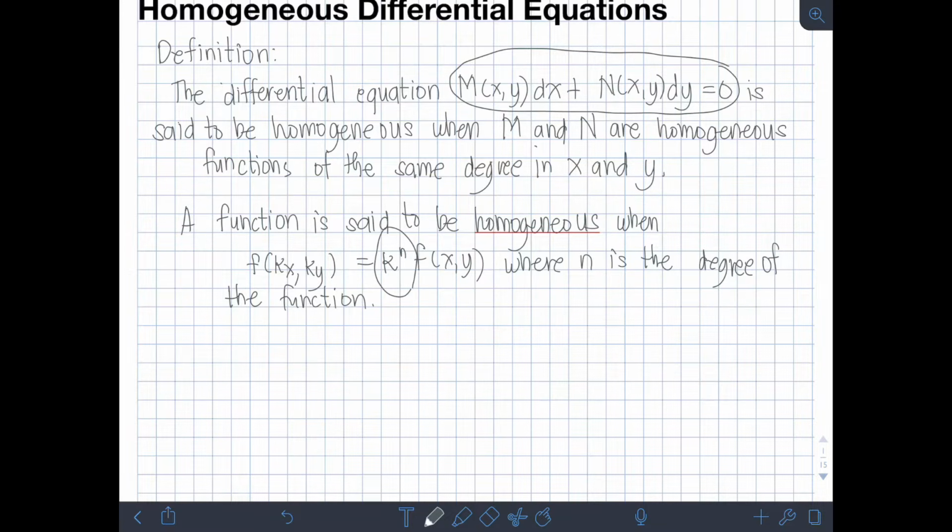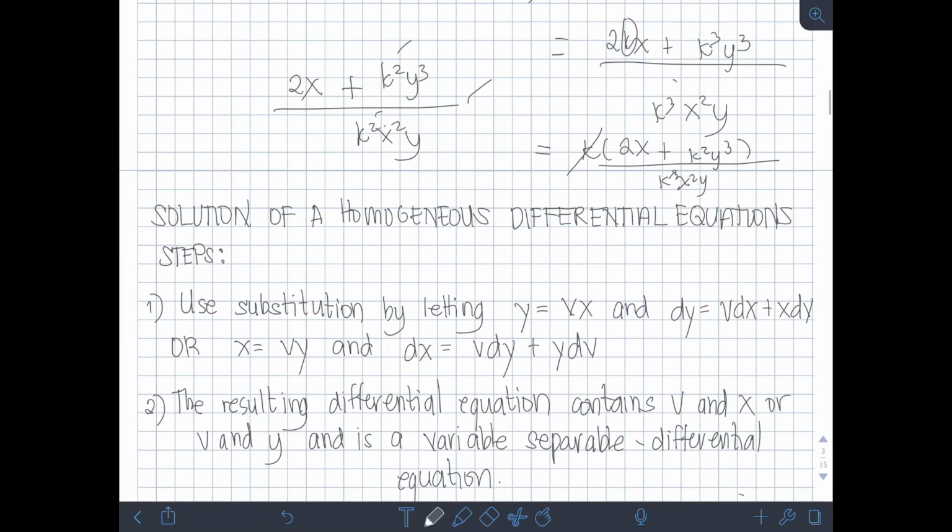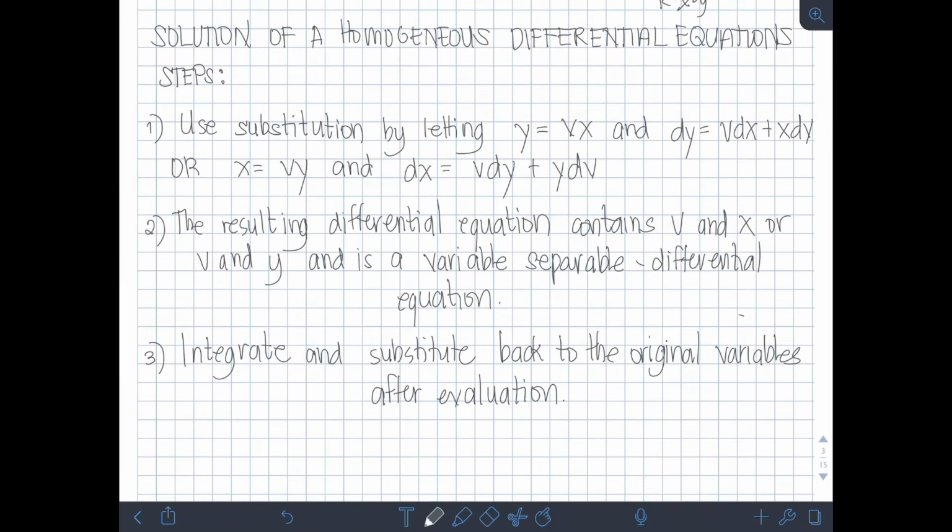Okay? Now, dumako na tayo kung paano mag-solve ng homogeneous differential equation. So, ito yung mga steps. 1, yung substitution by letting y equals vx and dy equals vdx plus xdv, or x equals vy and dx equals vdy plus ydv. So, lagi nating gagawin yung ganitong substitution. Either y equals v multiplied by x, or baliktad, yung x ay naka-equate doon sa v multiplied by y. Notice na meron tayong additional variable na inintroduce which is itong v.